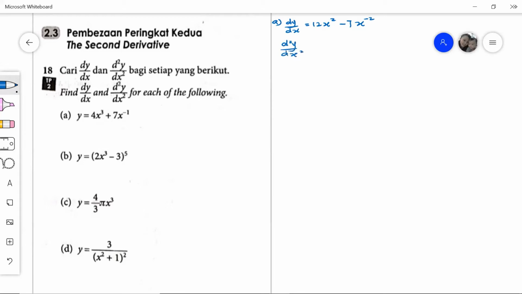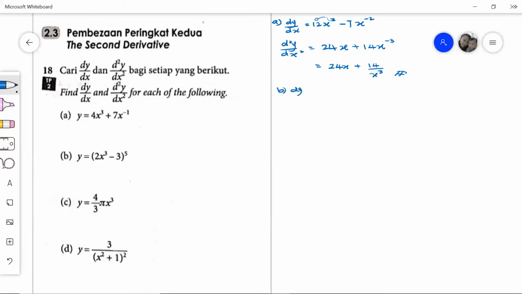The second order derivative means we differentiate a second time. So bring this down to the front. We have 24x and then positive 14x to the power of -3. So we can rewrite so that the answer will be 24x plus 14 over x cubed. All right, now part B.